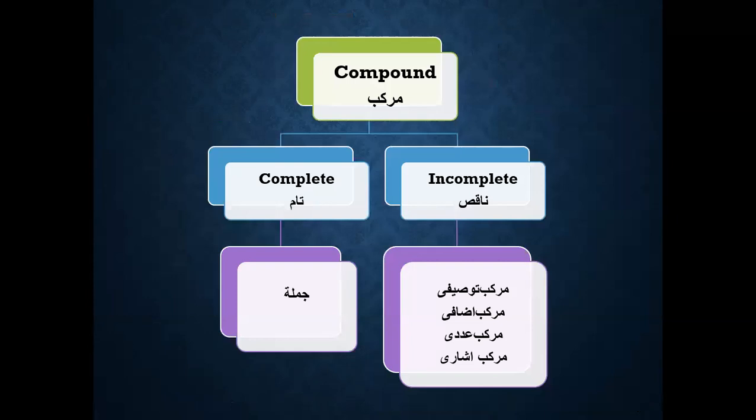Then we mentioned that you can put asma together, ism together. Asma is plural of ism. You can put 2 together and get a compound. And that compound could be complete or incomplete. Complete or tam becomes a sentence, jumla. Incomplete, there are many subtypes.